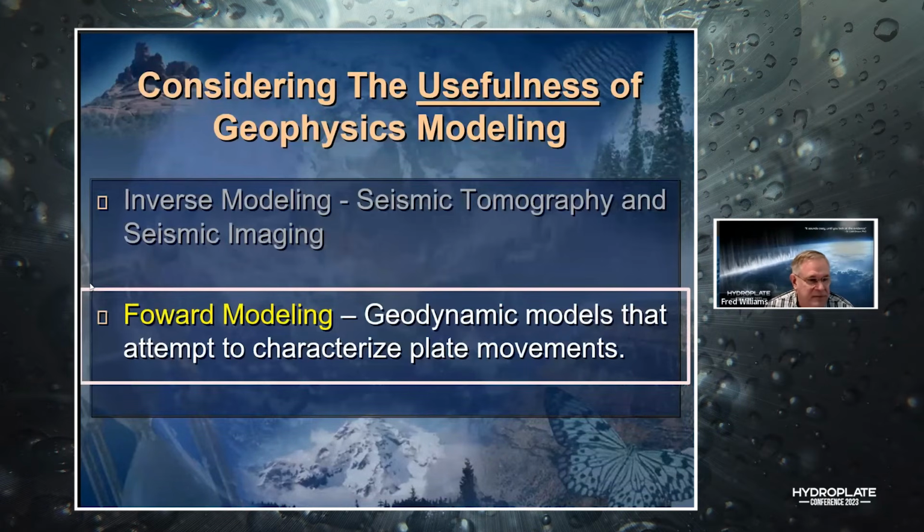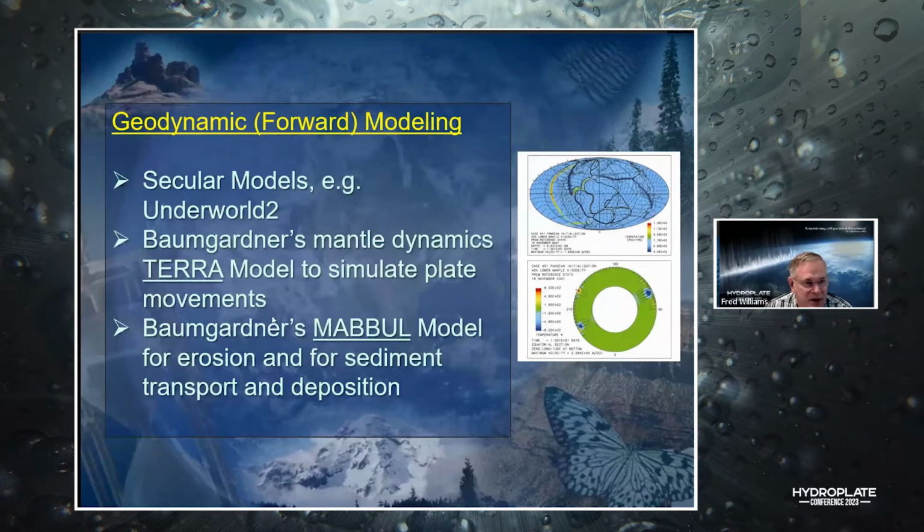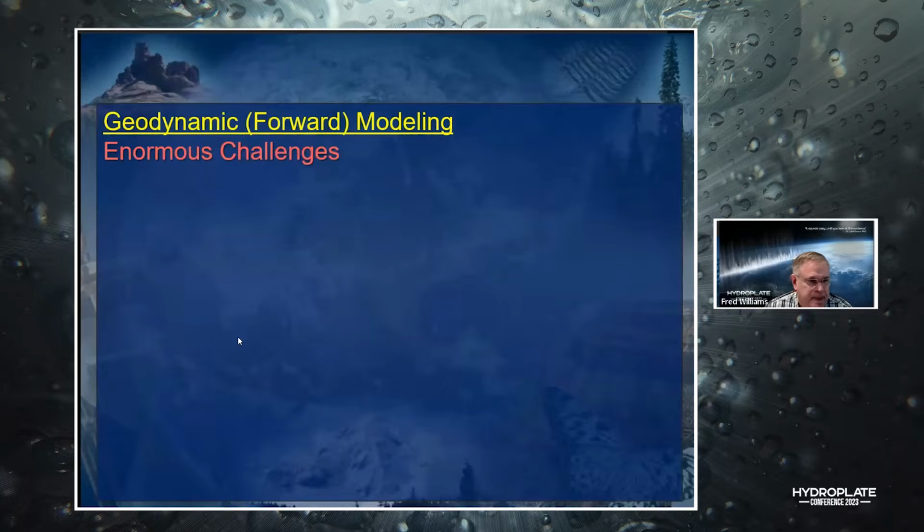Okay, moving on. We're going to now look at forward modeling, and this is the type of modeling of geodynamic models that attempt to characterize plate movements. This is what you've possibly seen if you watched any of Baumgartner's presentations on how he believes catastrophic plate tectonics could work. Geodynamic forward modeling: there are secular models, Baumgartner's Terra model, and then his Mabua model that was an attempt to model erosion for sediment transport and deposition.